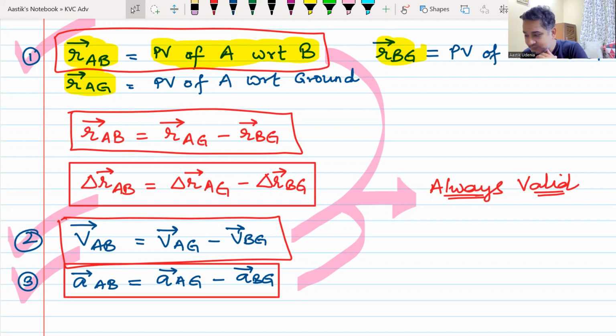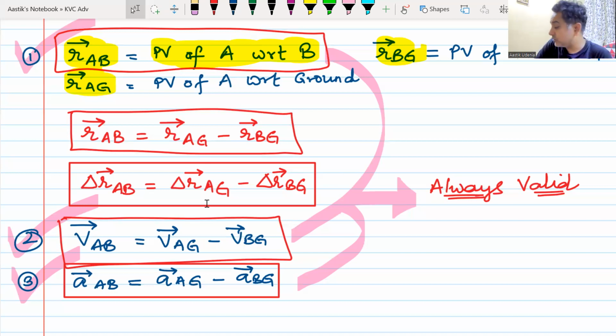Okay. And we had seen how do you find out the position vector of any particle A with respect to any other particle B? How do you find out velocity of A with respect to B? How do we find out acceleration of A with respect to B? We remember this?